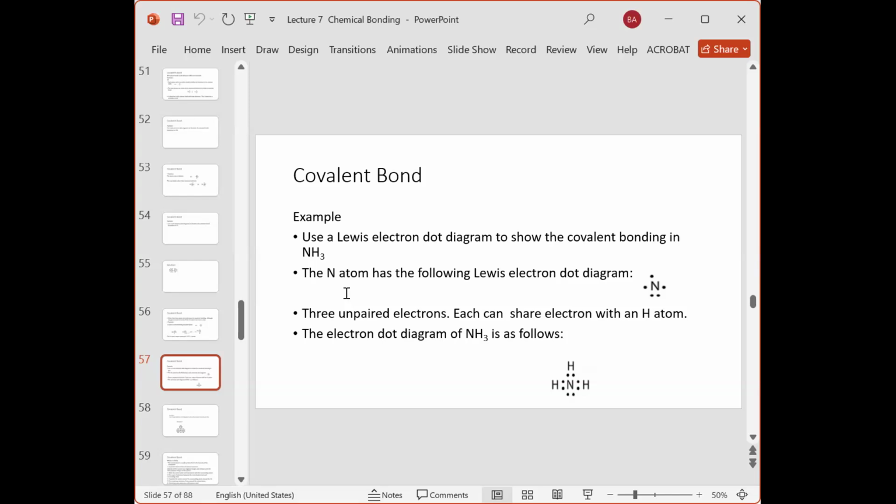You understand? So that the nitrogen will satisfy the octet rule, and the hydrogen will also satisfy itself. So that's how ammonia is formed.